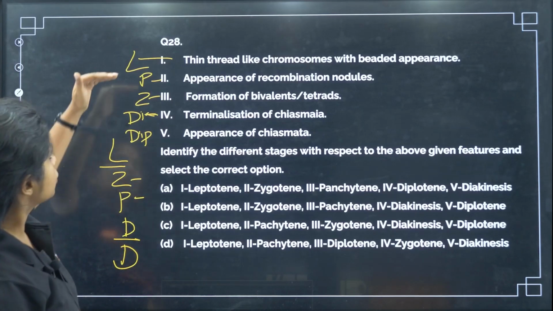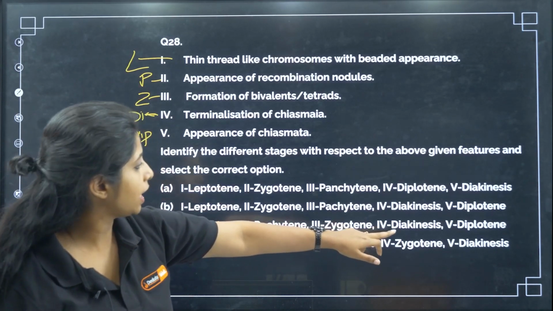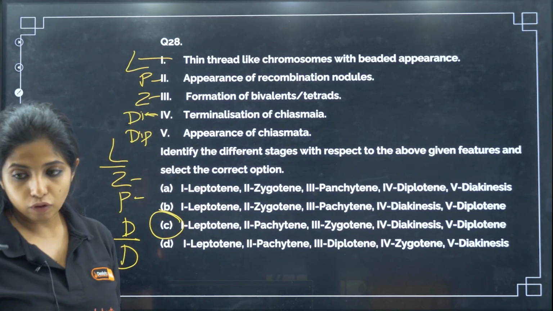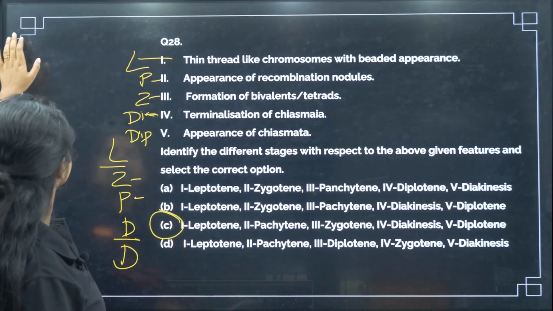Now you tell me. So leptotene, pachytene, zygotene, diakinesis, diplotene. This becomes your answer. I just taught you initially. So please, if you have not got the thing, please go and watch it. It's very, very important. I told you again and again.